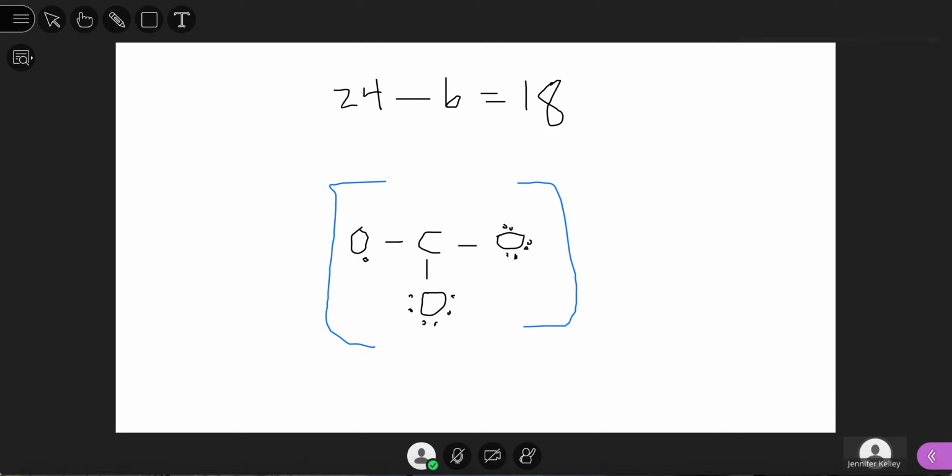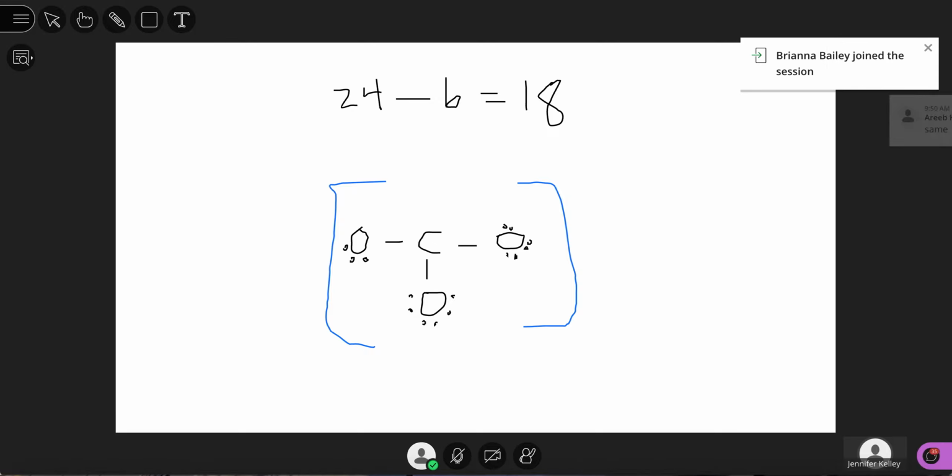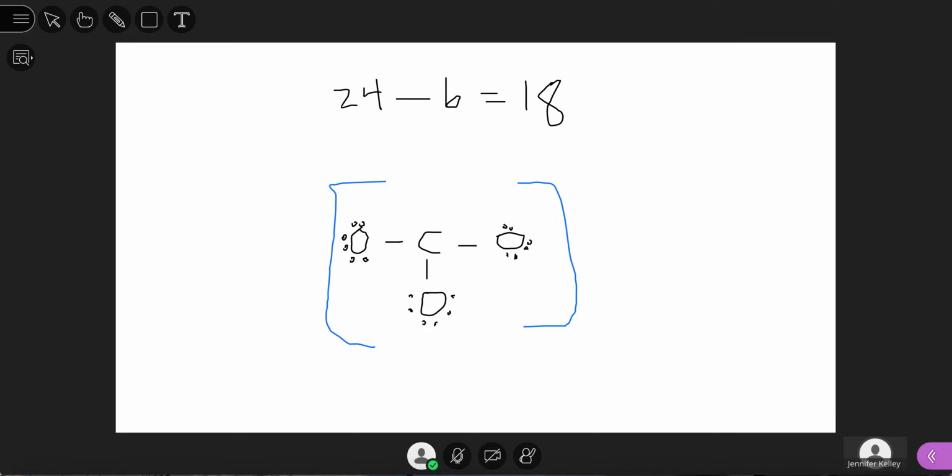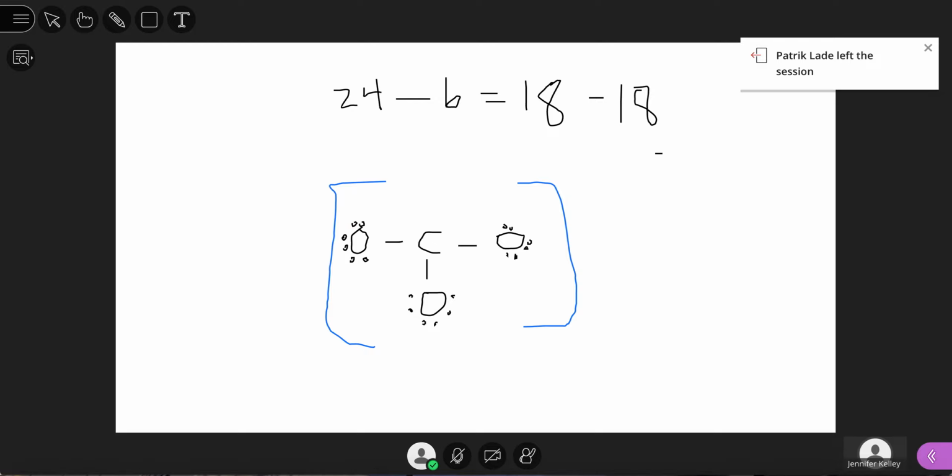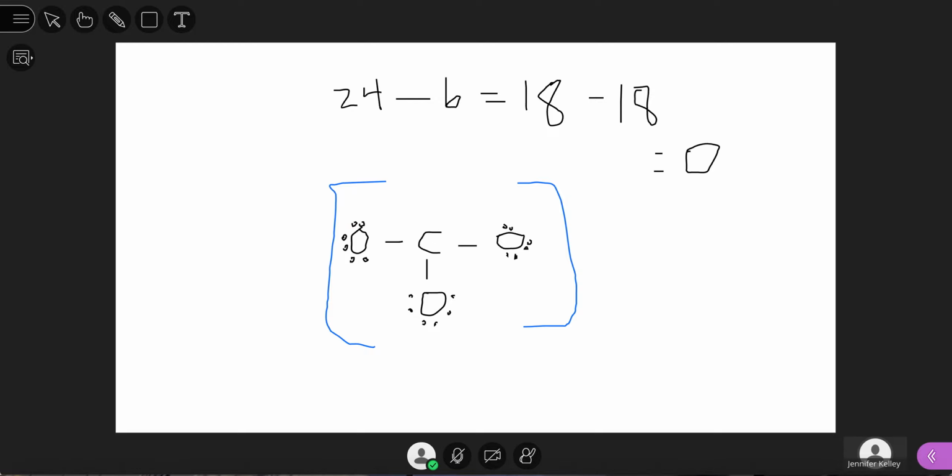All right, let's see. And they're not really supposed to be little circles, but it's easier to do with my mouse. They're supposed to be filled in dots, so I just don't want you to think that since I'm drawing circles, you have to draw circles. There should actually be dots. Okay, so now we've used 18. So that leaves 0, right? If at this point we had extras, they would go on the central atom, but we don't have any extras.